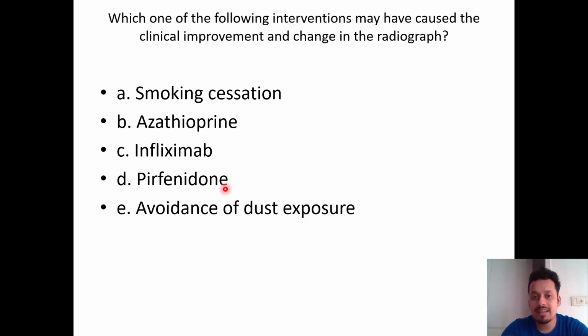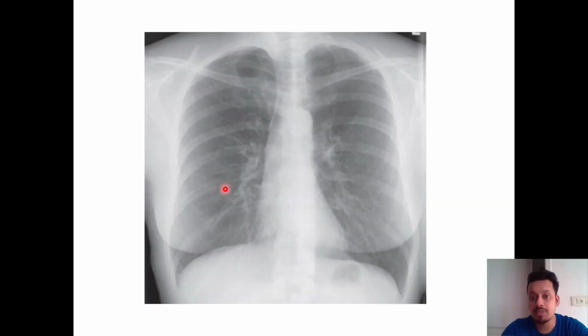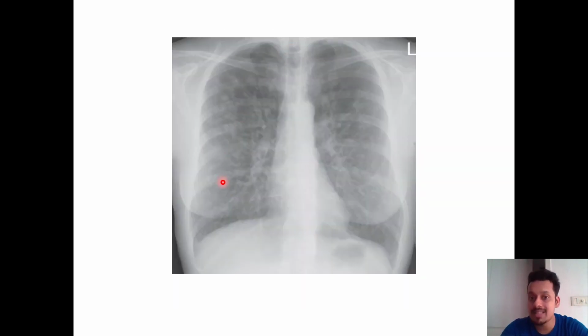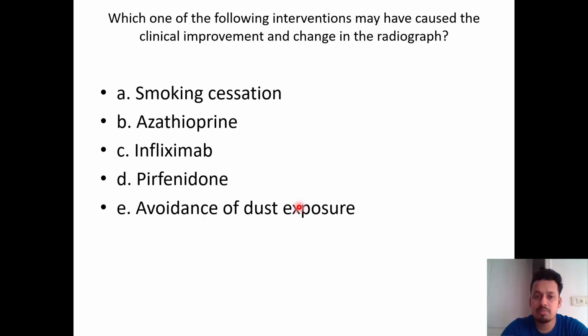Pirfenidone is an unlikely cause of this much of improvement. One, because this is only a chest X-ray diagnosis. IPF should never be diagnosed without an HRCT. Second, unlike IPF, this has an upper lobe predominant lesion. Upper and mid zone is predominant. The lower zones are not actually involved in this case. So pirfenidone is unlikely to be the answer.